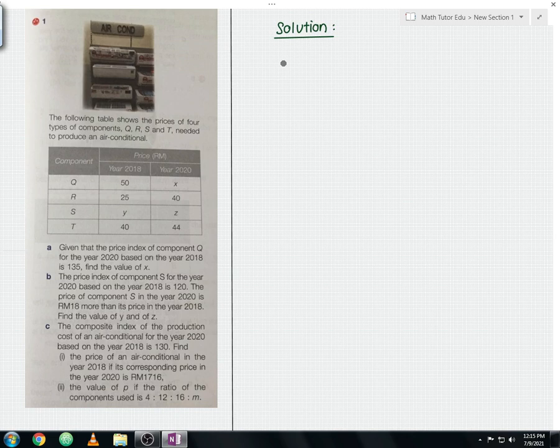Now I'll be discussing Form 4 Additional Mathematics, Chapter 10 Index Numbers, HOTS question example 1.